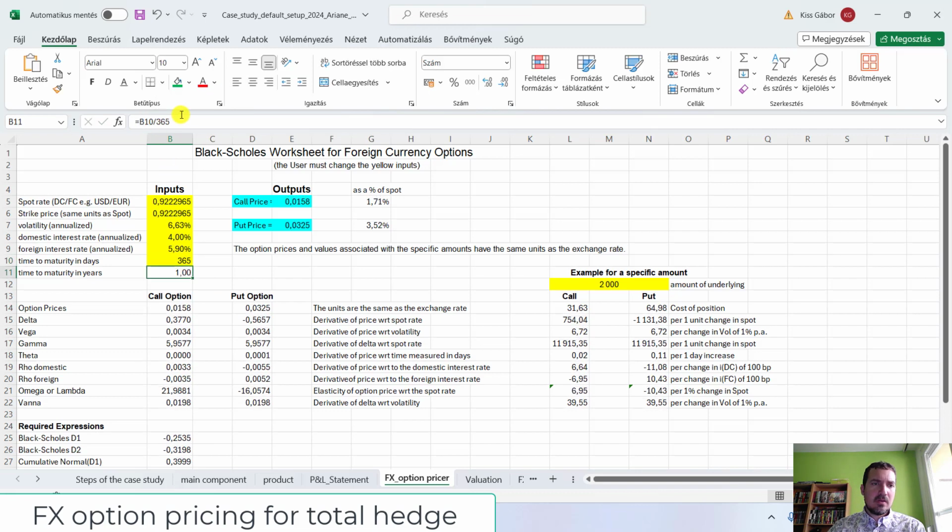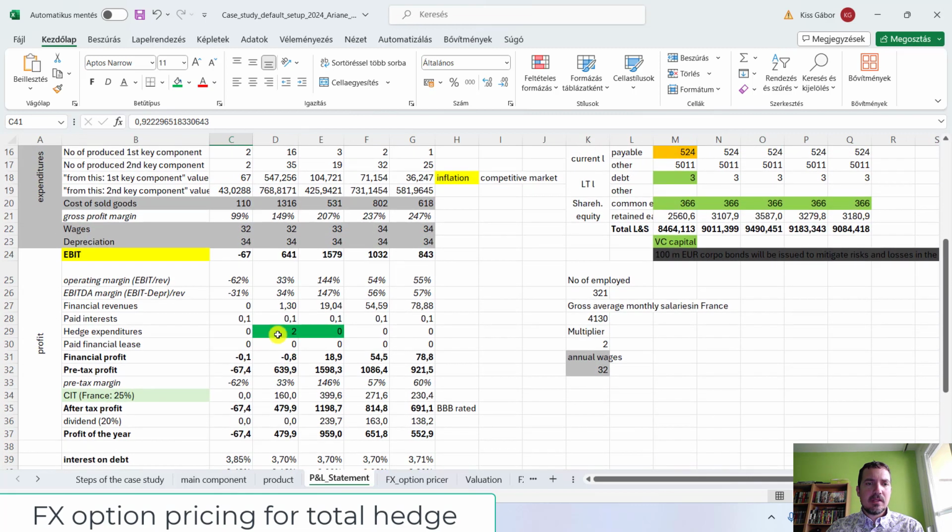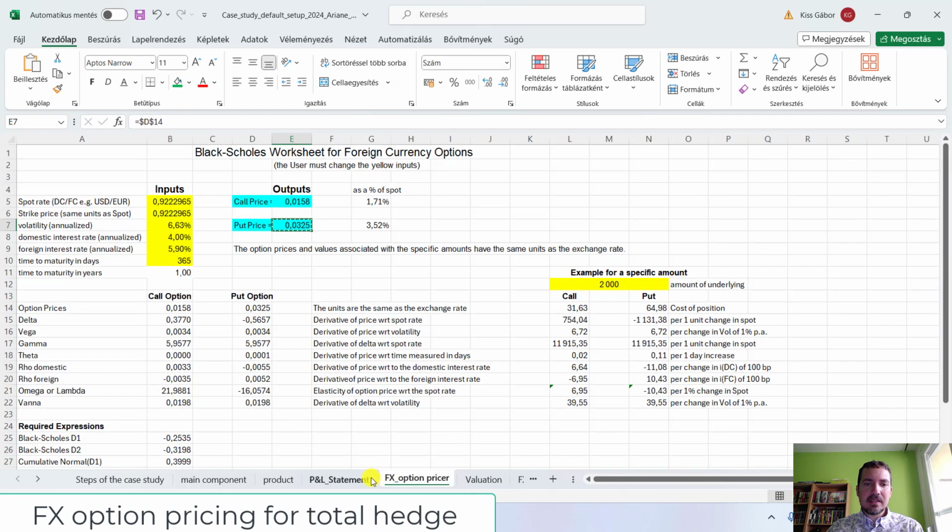Are you using whole year? Yes, we are using whole year, so now business here. And then we can see that this is the put price. So now we can copy this. Now we can copy this.